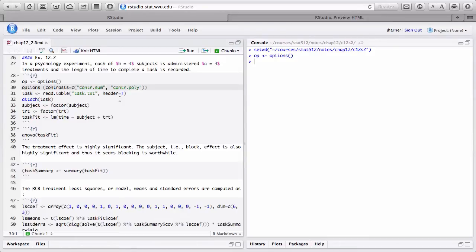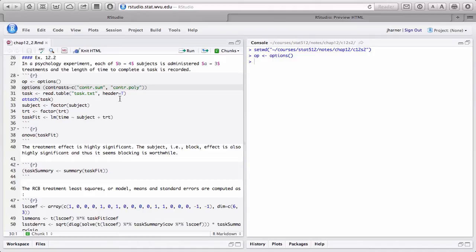At any rate, I'm going to read it. What we're going to do is look at a psych experiment in which you have 4 subjects, and those subjects are going to be a block, because each of those subjects is going to get administered 3 treatments. So every subject gets 3 treatments. So a subject becomes a block, because in a block design, each block gets each treatment exactly once. And then what you're going to measure is the length of time to complete the task.